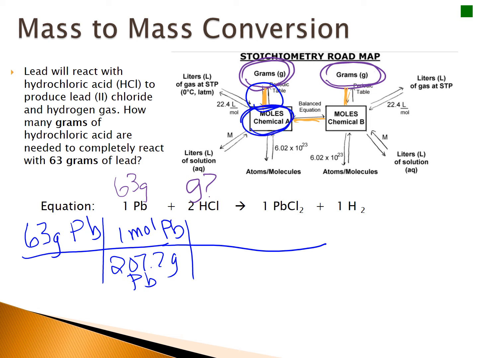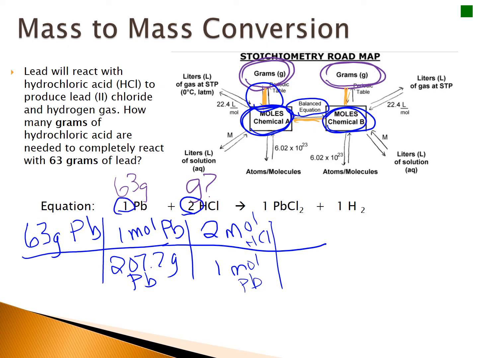Now I'm at moles of chemical A, and I'm ready to go to moles of chemical B. So I'm going to use my balanced equation and use my molar ratio. Moles of Pb is going to go on the bottom because it is moles of Pb on the upper left right now. So now I'm going to go to moles of HCl. Using my balanced coefficients, I'm going to put 2 in front of my HCl and 1 in front of my lead.